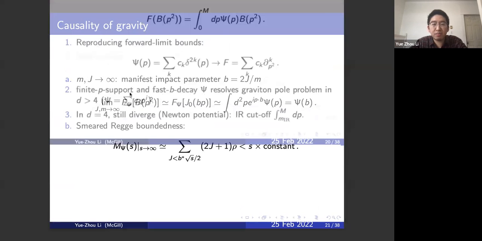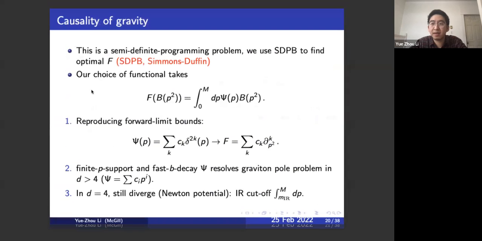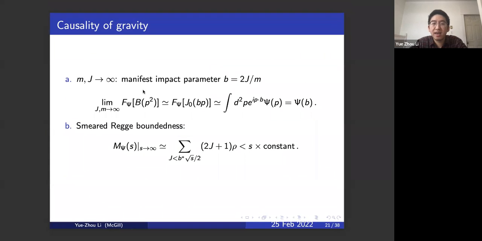To give you some idea, if we take the mass and spin in the UV spectrum to be very large, it actually manifests the impact parameter space, because the impact parameter is basically 2j over m. If we take this limit for the smeared sum rule, it's equivalent to the same functional acting on the Bessel function, which is basically the Fourier transform of a wave function. So this limit means we are using the impact parameter space for the wave function.